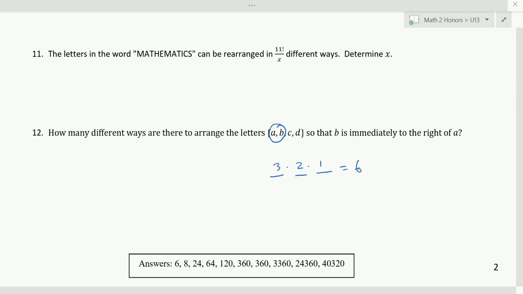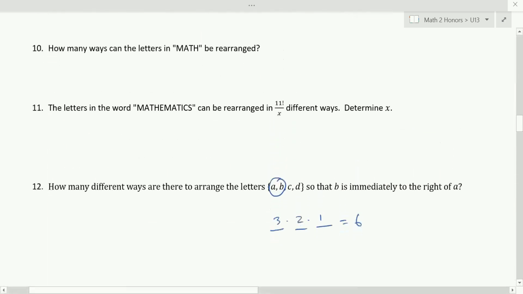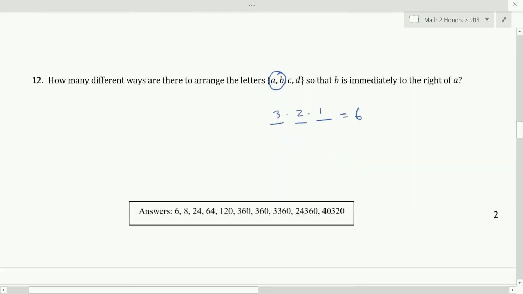But the trick here is to think of the two letters being glued together. And as we work together, we'll learn some of these tricks. This is not too bad because there's only a few letters. But if I had like 10 letters and put a requirement on, you would not want to list it out, and you'd want to know this trick, right? Okay. So again, everything else on here is part of homework. Let's take a look at the next part.